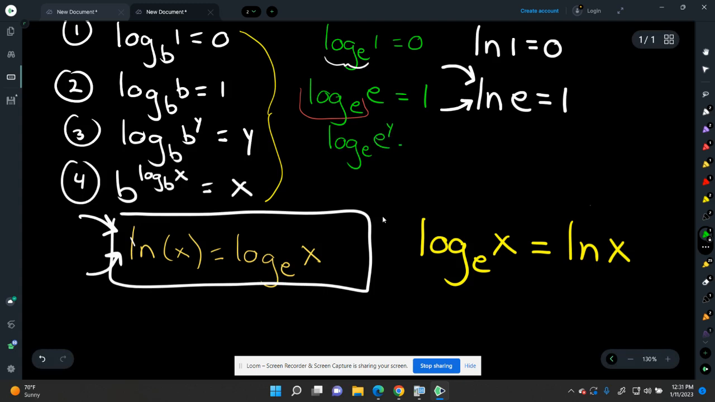Good. And what does that equal? Y. Okay. Good. Yes. So what's different about writing the e instead of the b? Why is it any different? It's a different base. The b is referring to any base.